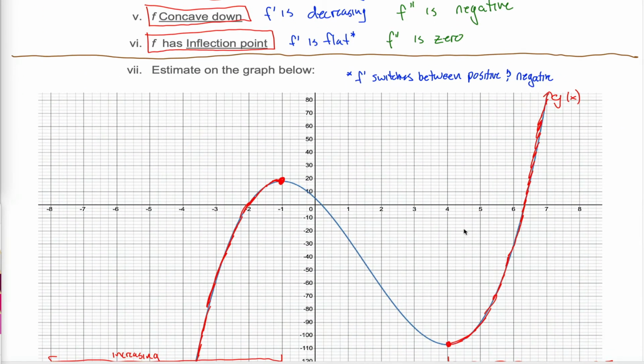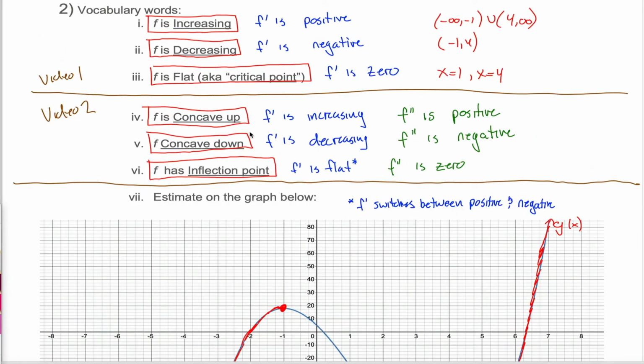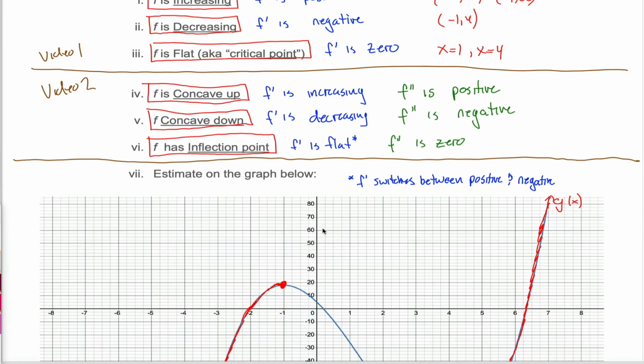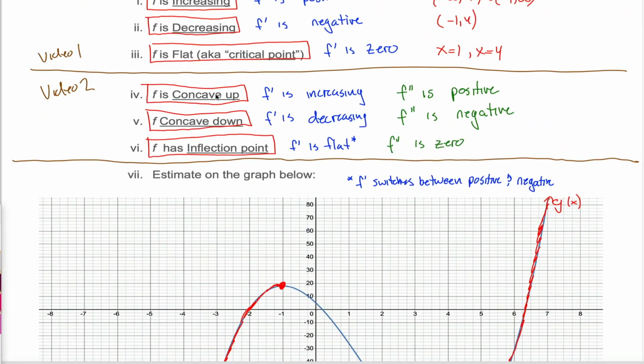Can I look at this graph, g of x, and talk about where it's concave up, where it's concave down, and where it has inflection points? Well, remember, concave up, loosely speaking, means it kind of has this bowl shape. Think about a cereal bowl or something. And concave down is that same bowl when you get it out of the dishwasher and you're trying to dry it and you turn it upside down so that all the water leaks out.